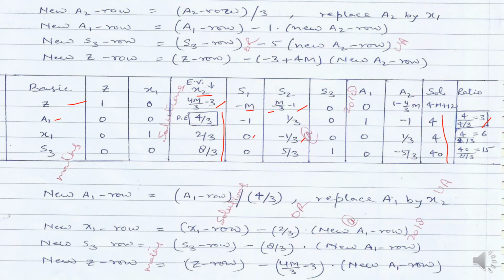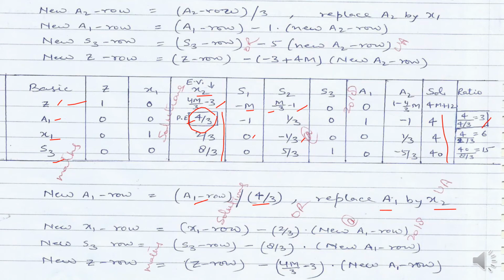So the element at the intersection of the entering variable column and leaving variable row gives us the pivot element. We divide this whole row by the element 4 upon 3 and get the new row. So a1 row divided by 4 by 3, and we replace a1 by x2. So the next table will give us these values. And then the new x1 row, which is this one, the new s3 row and the new z row will be calculated with the help of these formulas.